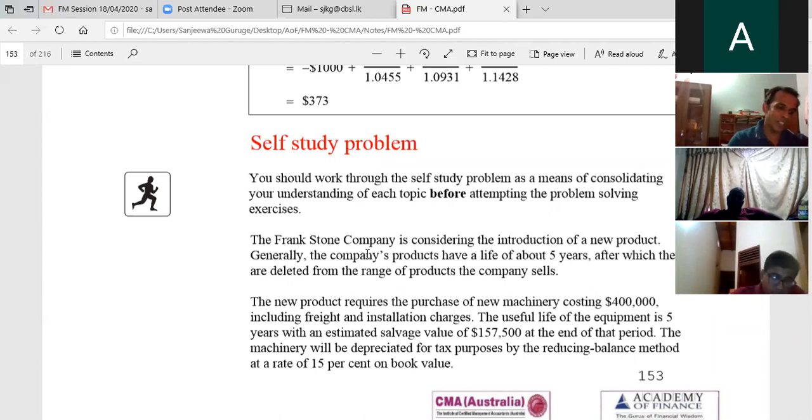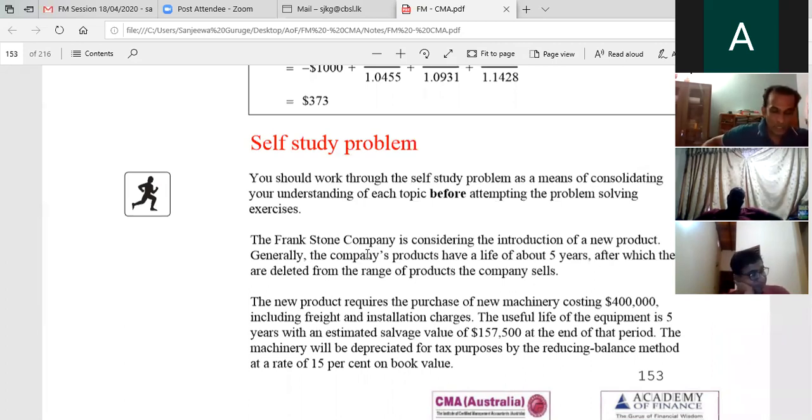The new product requires the purchase of new machinery costing 400,000, including freight and installation charges. The useful life of the equipment is 5 years, with a salvage value of 57,500 at the end of that period. The machinery will be depreciated for tax purposes by the reducing balance method at a rate of 15% on book value. You know the reducing balance method, right?